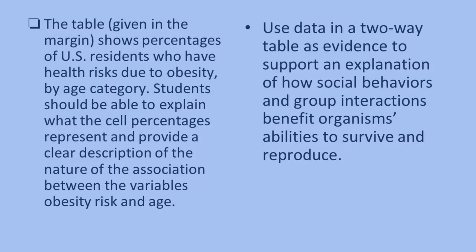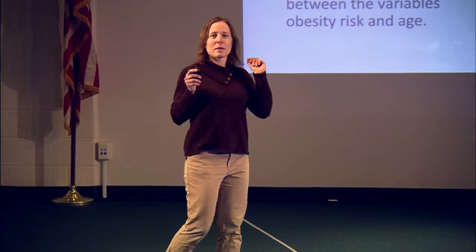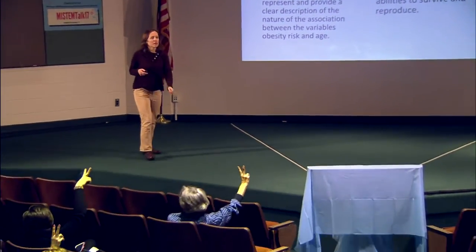Okay, option number 2. Use data in a two-way table as evidence to support an explanation of how social behaviors and group interactions benefit organisms' abilities to survive and reproduce. All right, marks, get set, go. Put up a 1 if you think Next Generation Science Standards on the left. Put up a 2 if you think it's on the right.